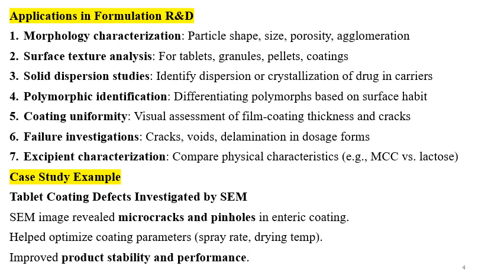Coating uniformity can be checked. Visual assessment of film coating thickness and the cracks. So minor cracks you can observe. You can check the coating thickness, whether it is uniform or not. You can check the coating thickness by using the tablet samples, or you can use the pellets.